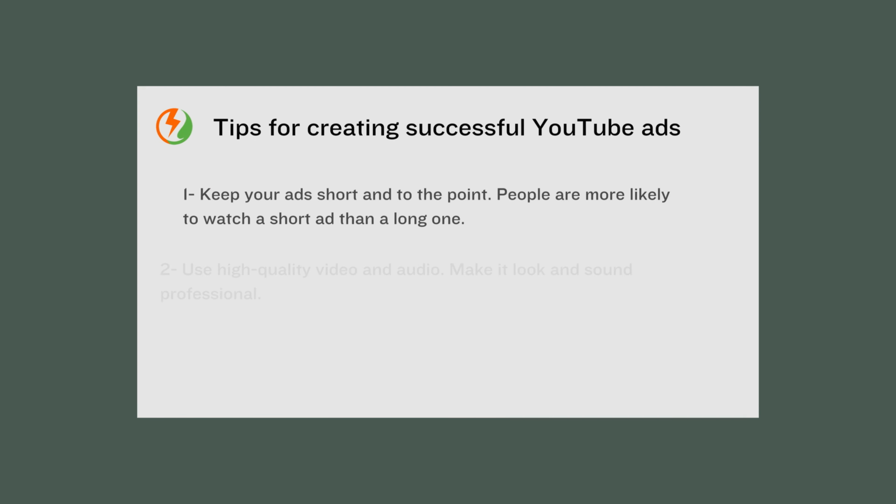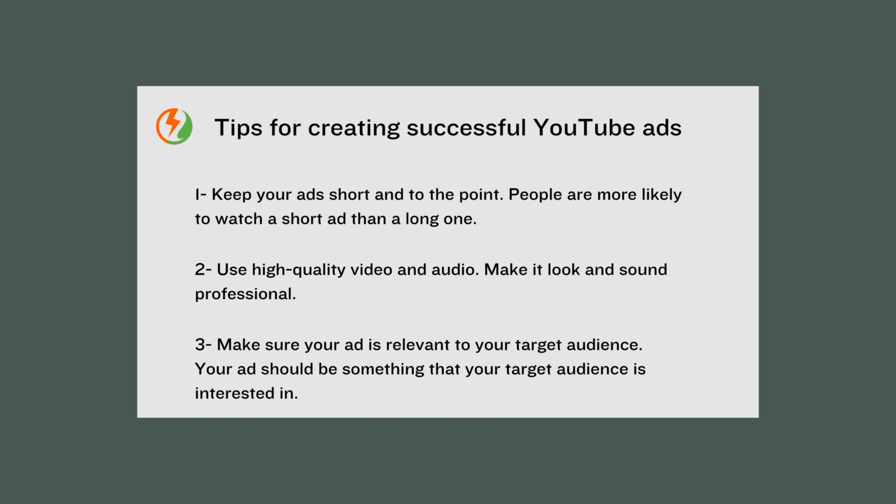Here are a few tips for creating successful YouTube ads. Keep your ads short and to the point. People are more likely to watch a short ad than a long one. Use high-quality video and audio. Your ad should look and sound professional.